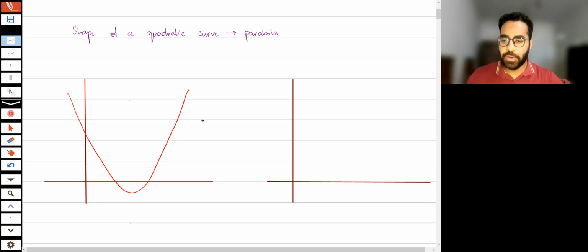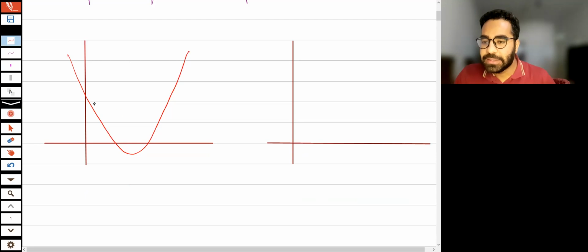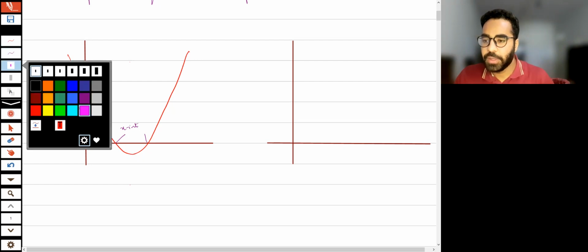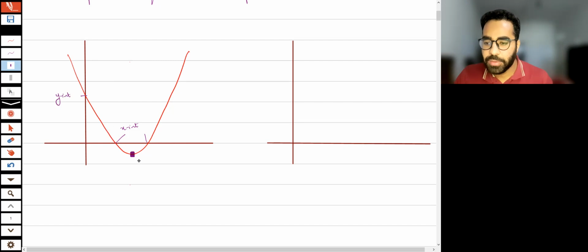Right. Now this is my quadratic curve over here. In this curve, this point over here is my y-intercept. These two points where the curve meets the x-axis are my x-intercepts. And the lowest point on the curve is known as the turning point. Okay, so I'll mark this for you. This point over here is known as the turning point.